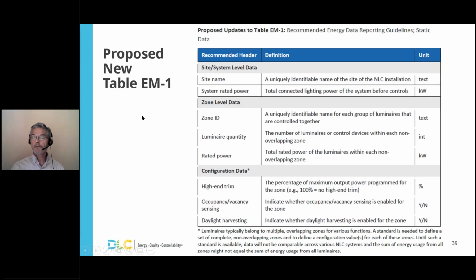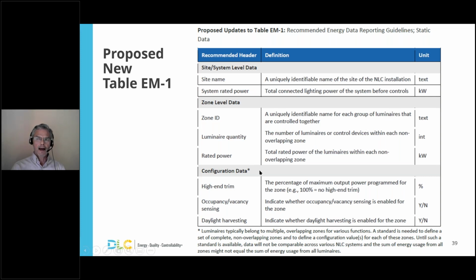So this would be the new proposed table EM1 with the site name and the total power used by the entire lighting system. And then we'd have zone level data where each zone would have an identifying term and the quantity of luminaires in that zone and the rated power total of all the luminaires in that zone. And then this next section, configuration data, this will take a lot more discussion. We got to the end of the working group and realized this was still an open question.